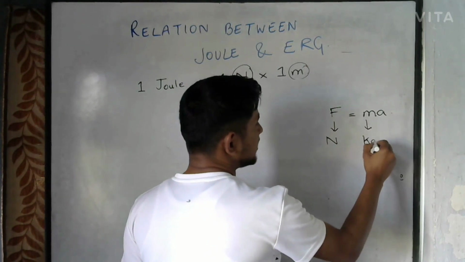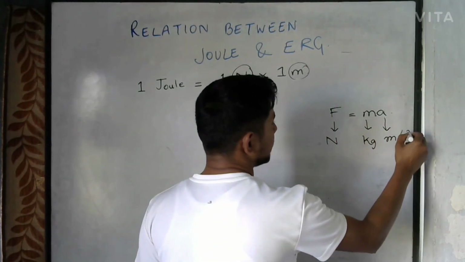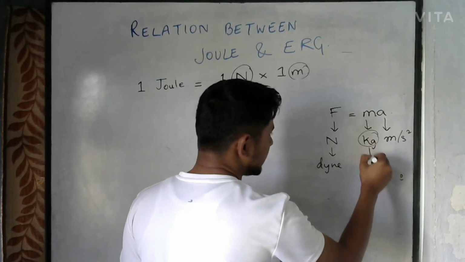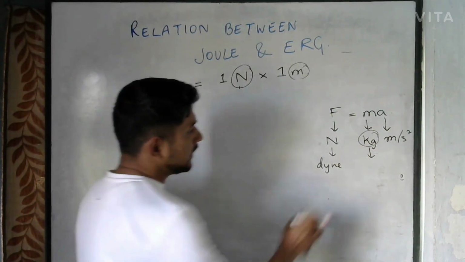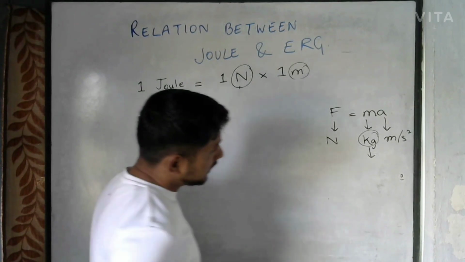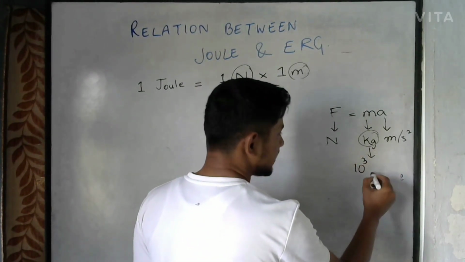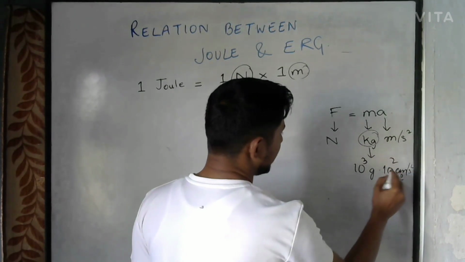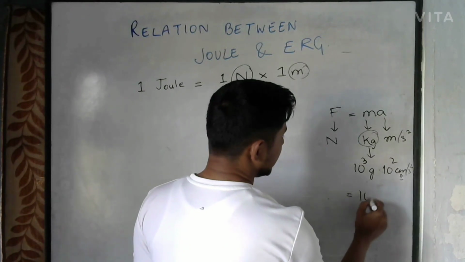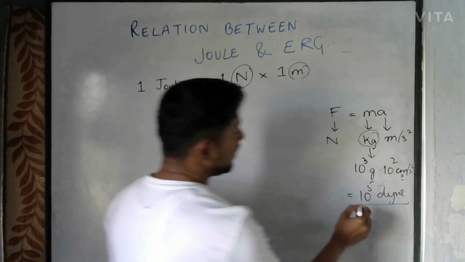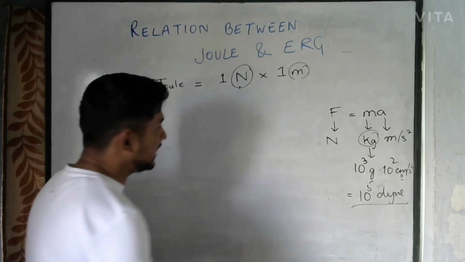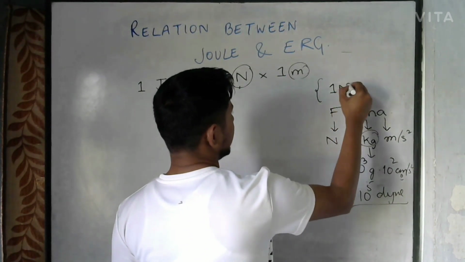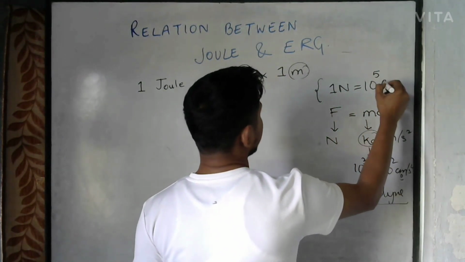Mass is in kg and acceleration is in meter per second square, right? I need to convert this to dyne. To convert this to dyne, I need to convert kg to gram. This will be 10 to the power 3 gram, and meter will be 10 to the power 2 centimeter per second square. The moment I do this, it's gram, it's centimeter. That means this will become dyne. This is how. It's a very quick one because you've already studied this. So 1 Newton, remember this, is equal to 10 to the power 5 dyne.